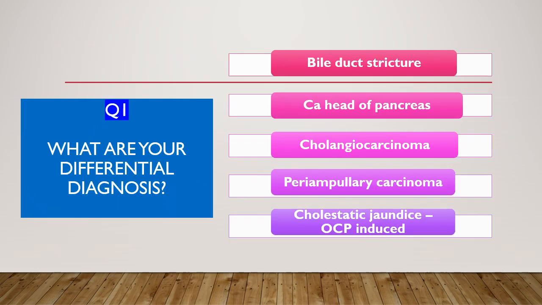So your question number 1, what are your differential diagnoses? Okay, these are the differential diagnoses we have mentioned. Of course, we also add in cholestatic jaundice due to the oral contraceptive.